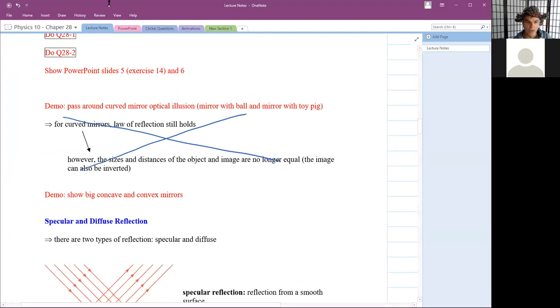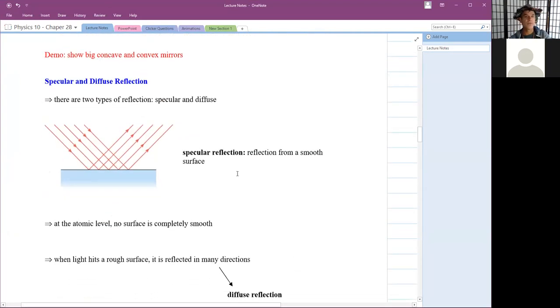Okay, talk a little bit about two different kinds of reflection. So we generally classify reflection into one of two kinds. First kind is called specular. Second kind is called diffuse. So specular is not good reflection for seeing. So reflection from a smooth surface is what we would call specular reflection. So I have a 100% smooth surface. Light hitting it is all going to sort of reflect in the same direction.